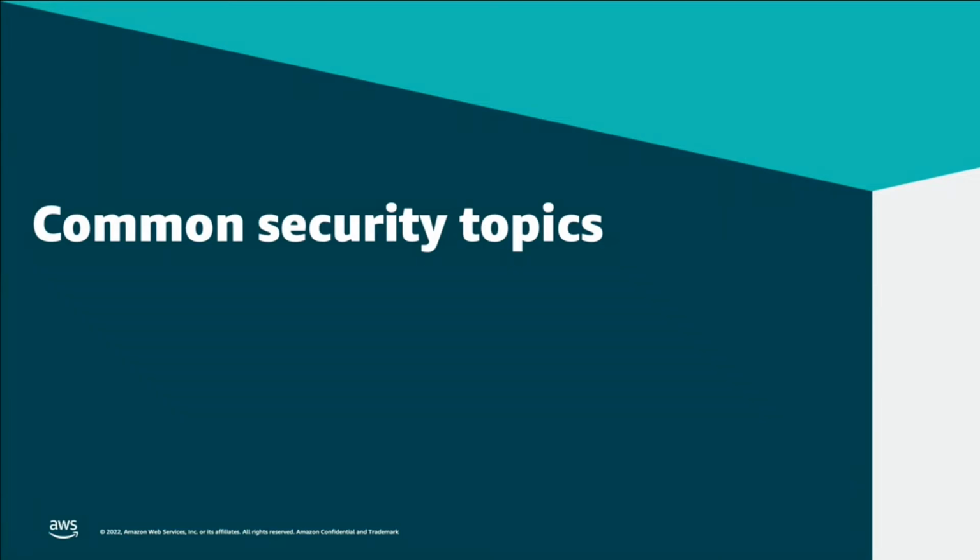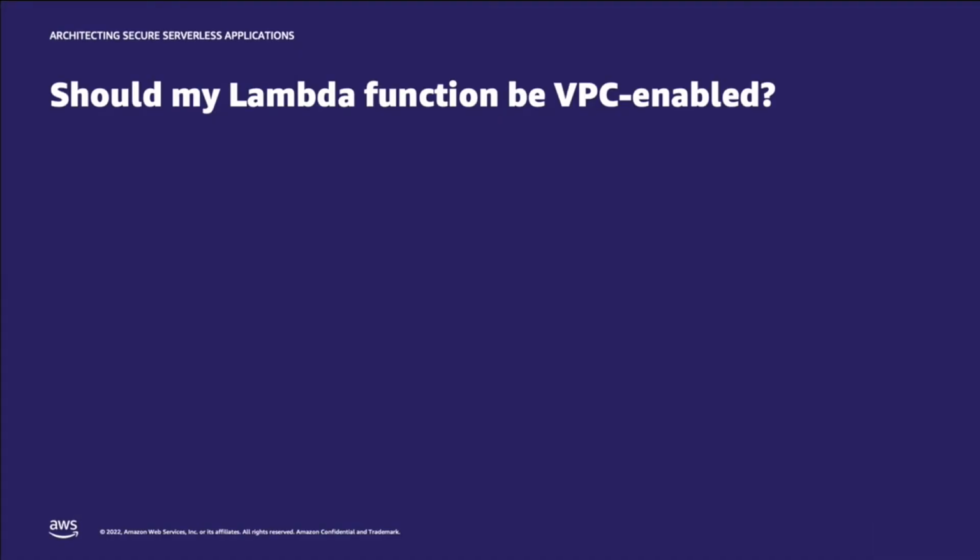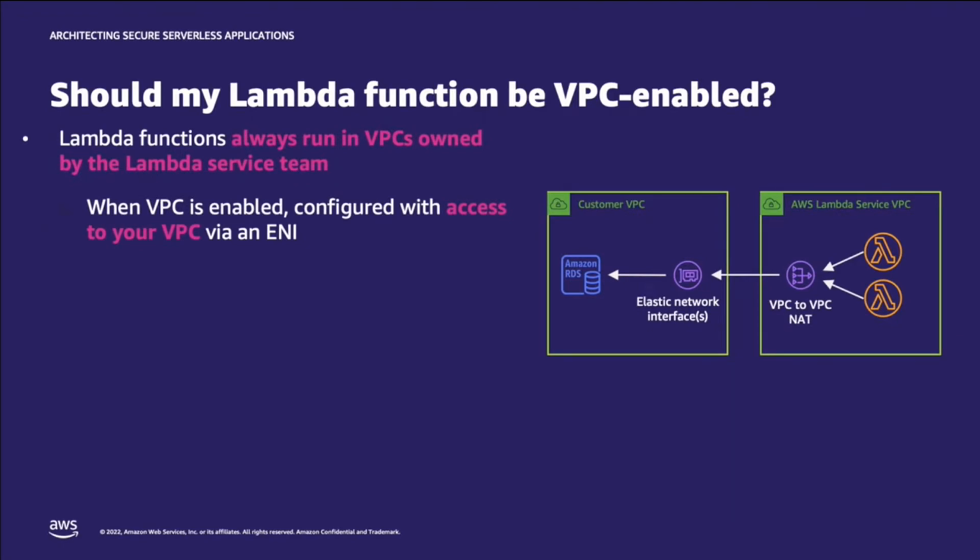Common security topics. So I just wanted to walk you through a few things we have to keep in mind when designing our applications, right? So should my Lambda function be VPC enabled? The answer is, it depends, right? A Lambda function always runs in a VPC owned by the Lambda service team, right? But when VPC is enabled, you need to configure your access to the VPC via ENI, right?